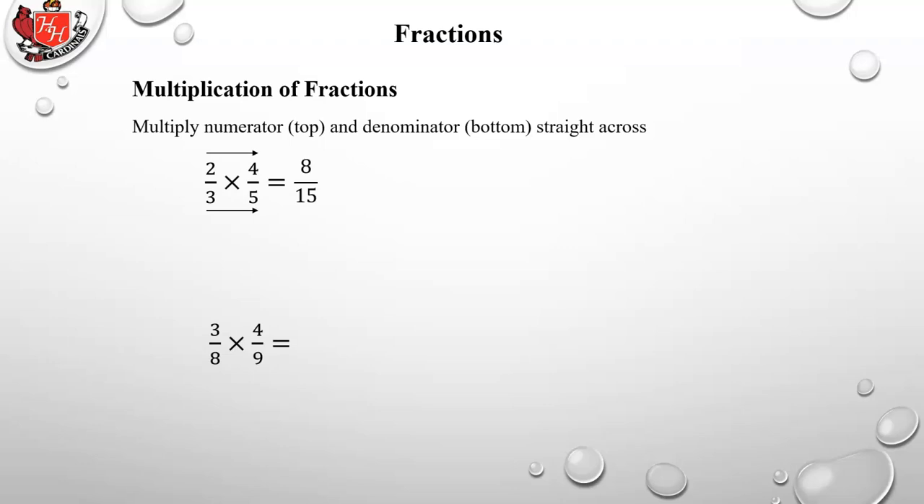Some students get this confused with proportions. You do not cross multiply fractions when you multiply. You multiply straight across top and bottom. If possible, simplify fractions before multiplying.